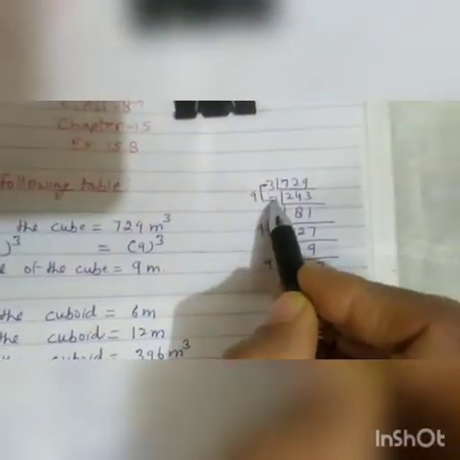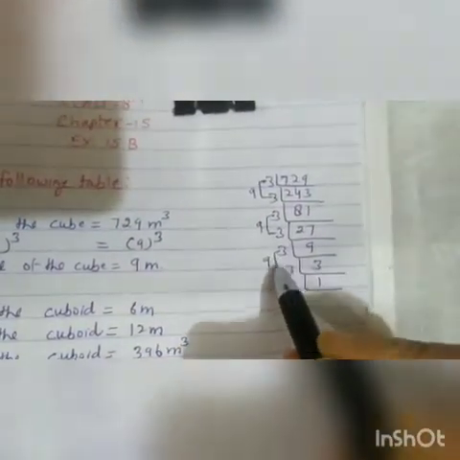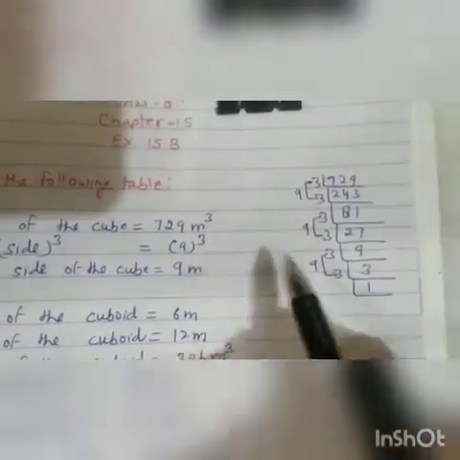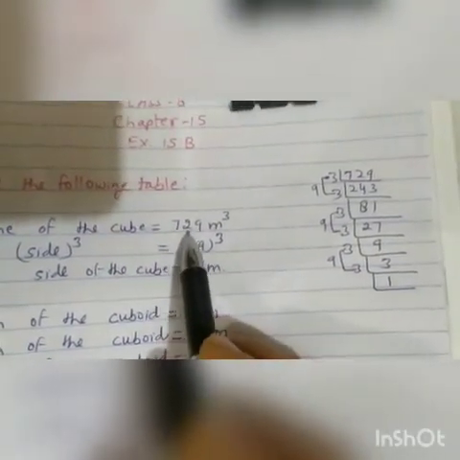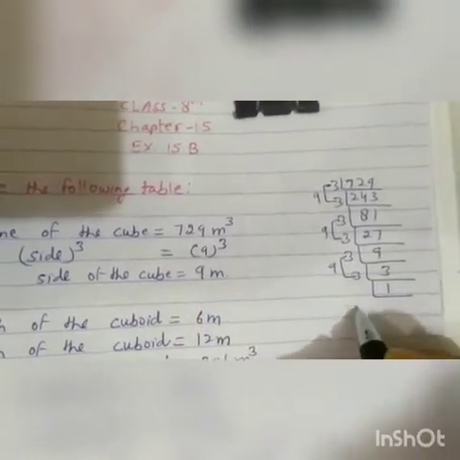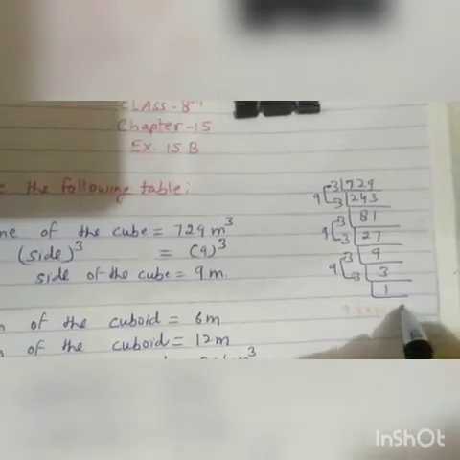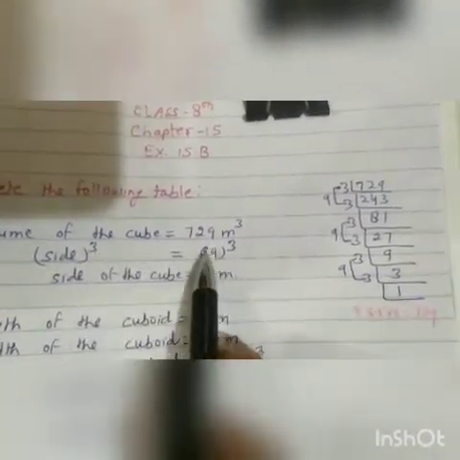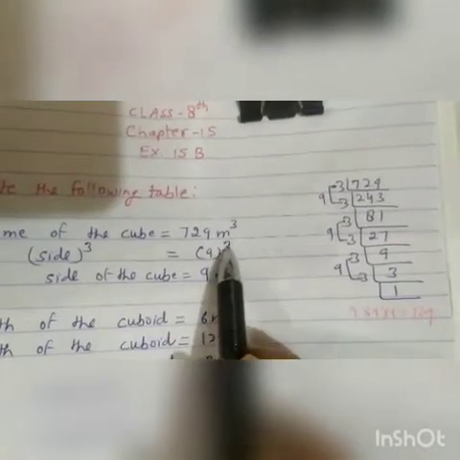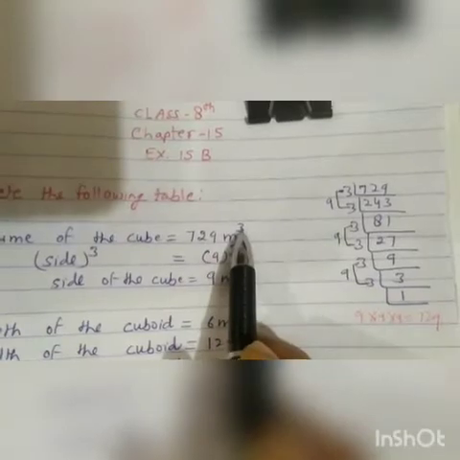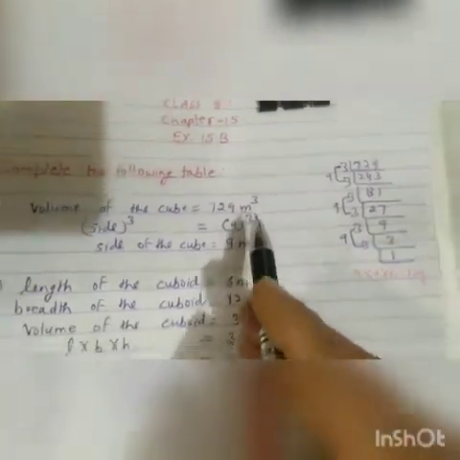Now if we take 3 3 3 3 3 3, 3 threes are 9, 3 threes are 9, 3 threes are 9, or we can say that 729 is the cube of 9. If we multiply 9 into 9 into 9, we get 729. So side cube is equal to 9 cube, cube cancels, side of the cube is equal to 9 meter because the unit is cubic meter.